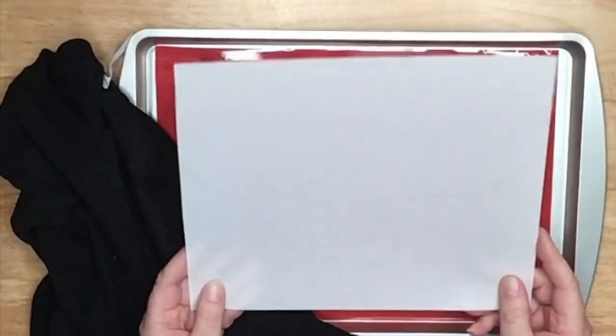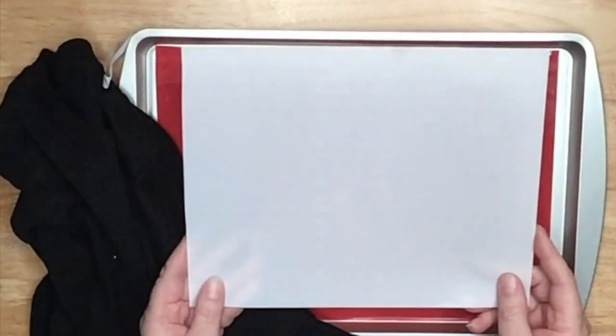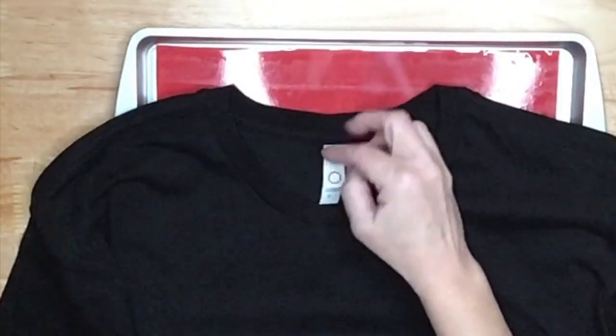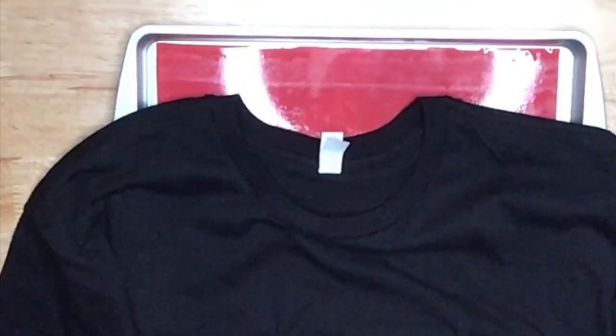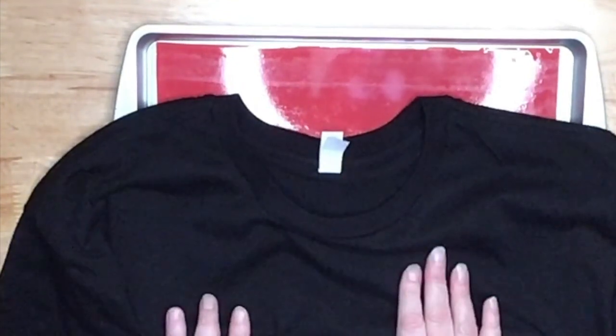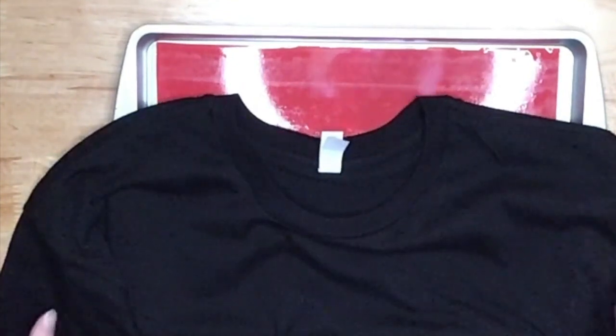Now this is some transfer tape. That will help me move my rhinestones over onto my shirt. And then lastly, I have my shirt. Now the shirt I'm using today is from Circle Clothing. Now once I get my rhinestone template filled, then I will move over to my heat press and I'll use that to adhere my rhinestones to my shirt. So let's go ahead and get started.